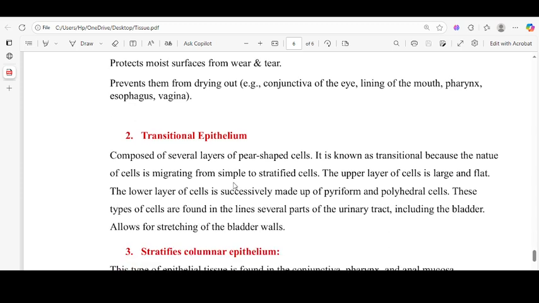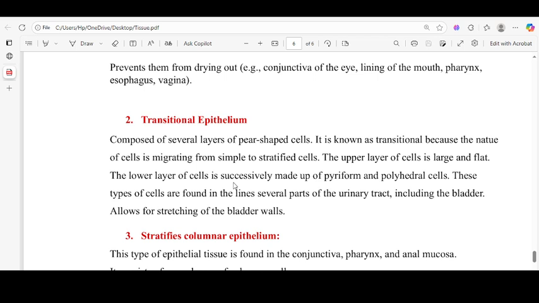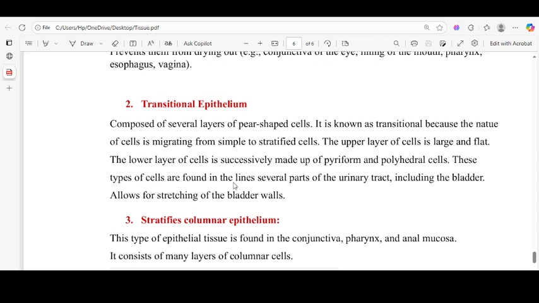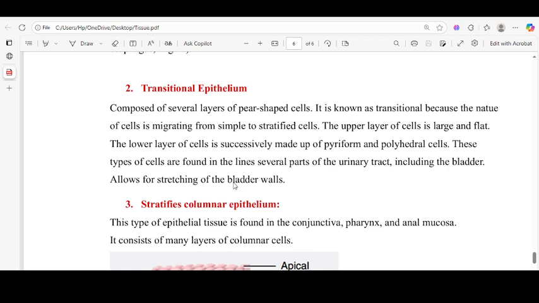And second is transitional epithelium tissue. Transitional epithelium is composed of several layers of pear-shaped cells. It is known as transitional because the nature of the cells migrates from simple to stratified. The upper layer of cells is large and flat, and the lower layers are successively made up of pyriform and polyhedral cells. This type of cell is found lining several parts of the urinary tract, including the bladder, and allows for the stretching of the bladder wall.